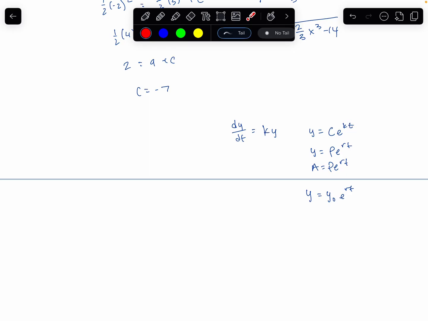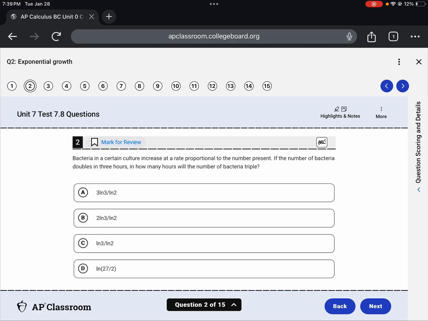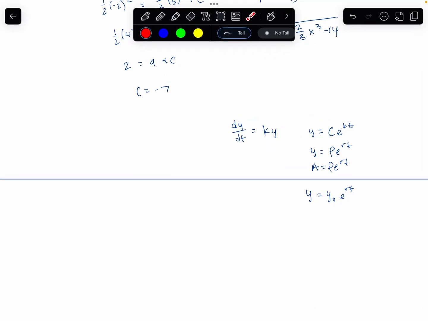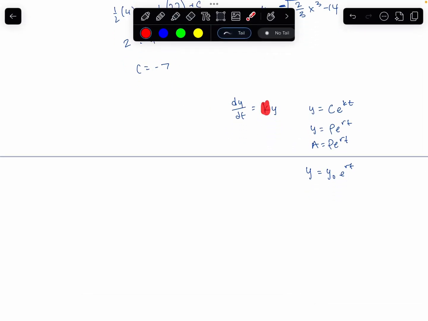Now there might be variations of this question. Let's see if I can find one. There might be variations of this question where you might have to solve for k. So what would be an example where you would have to solve for k? Well, if you're solving for k, you would have to know the rate of change and you'd have to know the amount at that time.